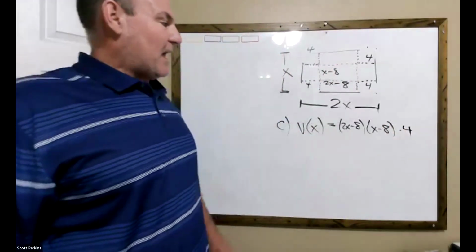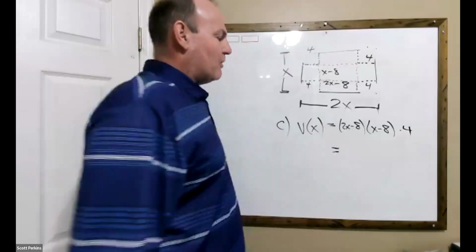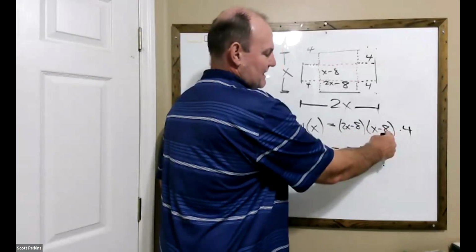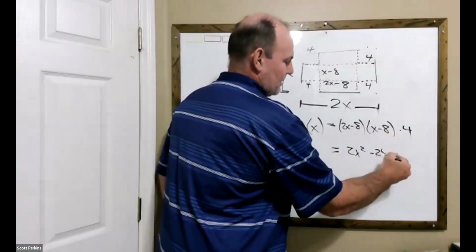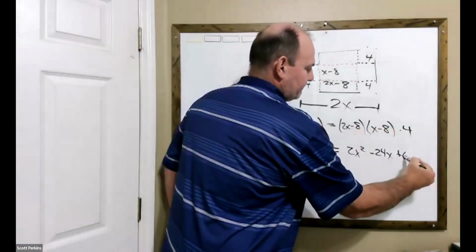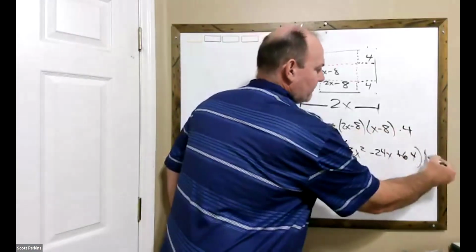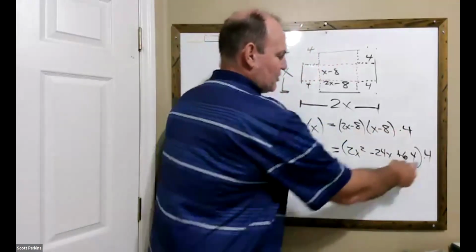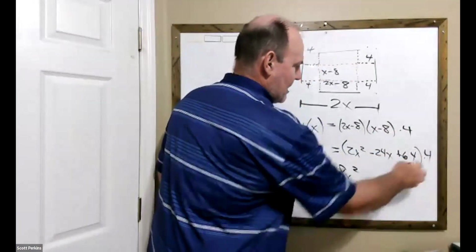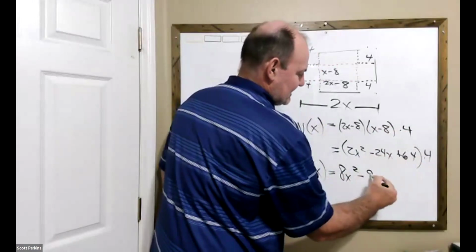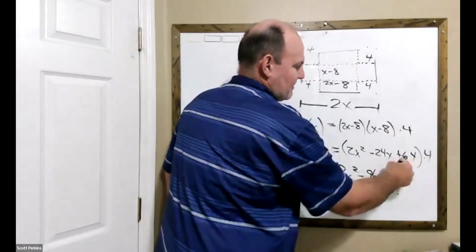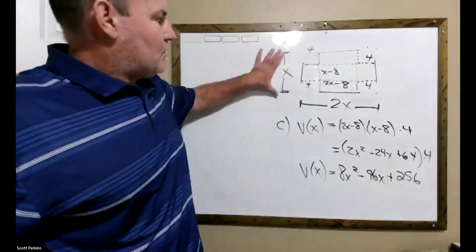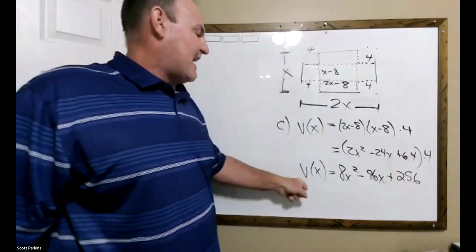Now, at this point, you just multiply that together. This is a little bit of introductory algebra for you. What we got is 2x squared, and then minus 16x minus 8x is minus 24x, plus 64, times 4. Then I distribute, and I get that my volume function is 8x squared minus 96x plus, and then 4 times that is 256. That's your volume function. So no matter how big this cardboard piece is, that's the volume.